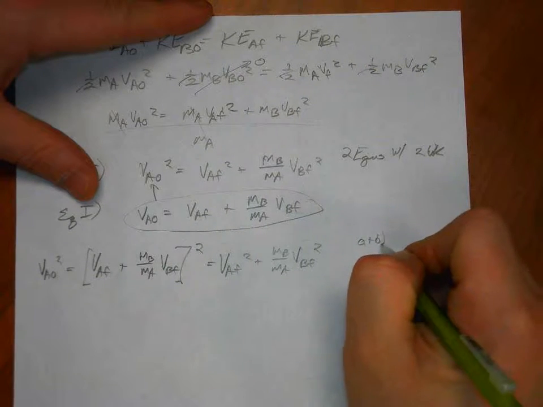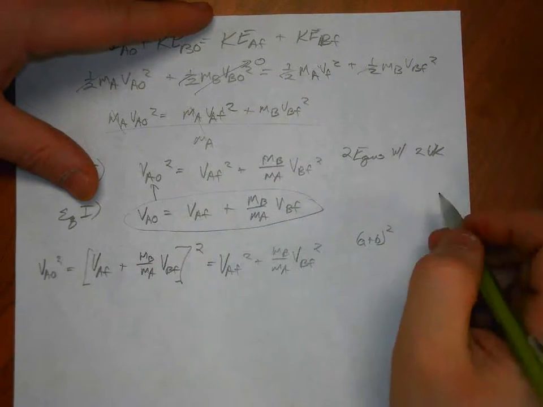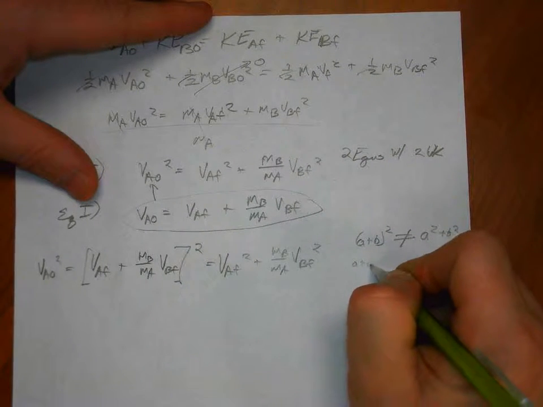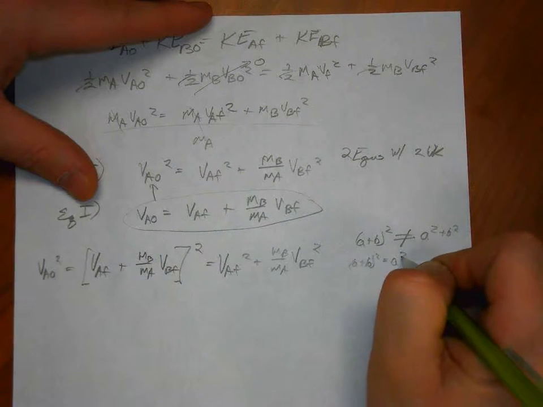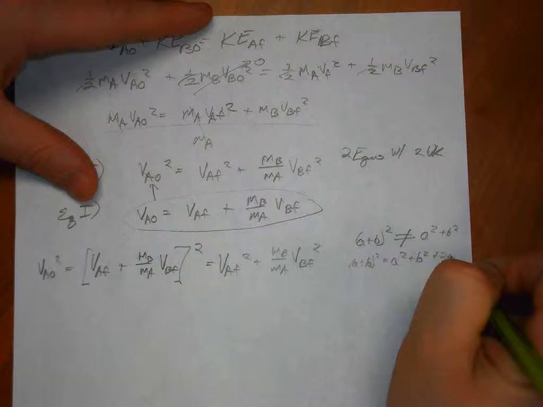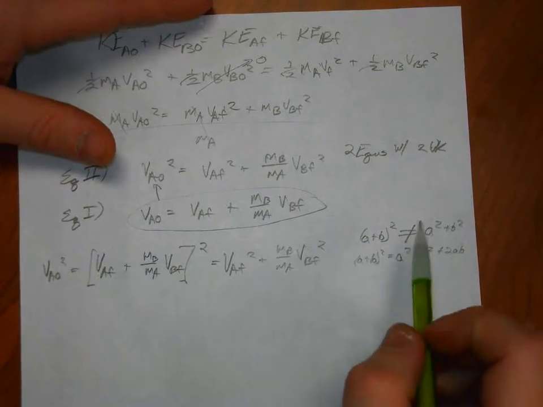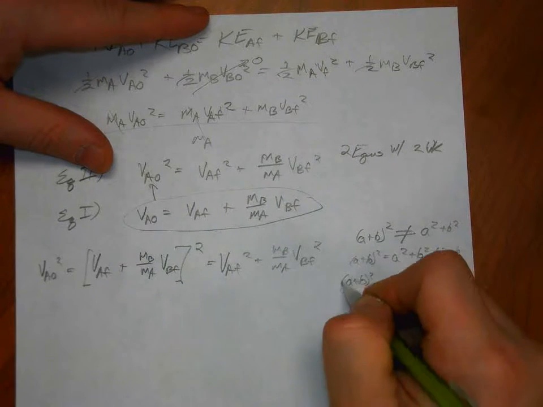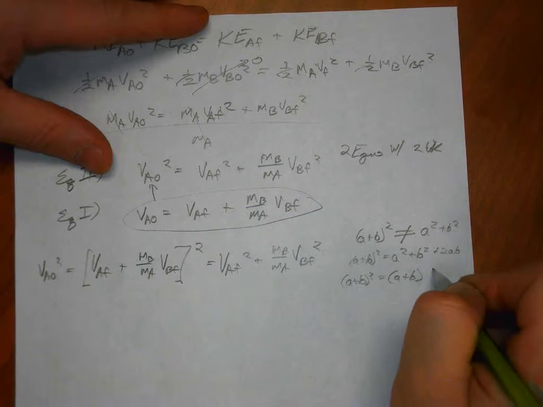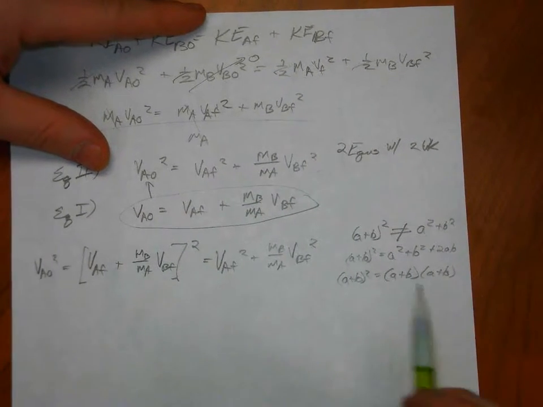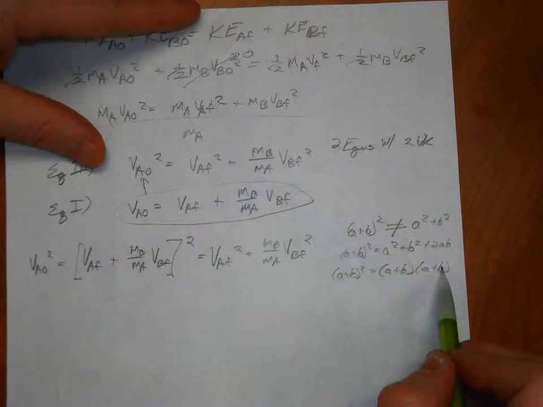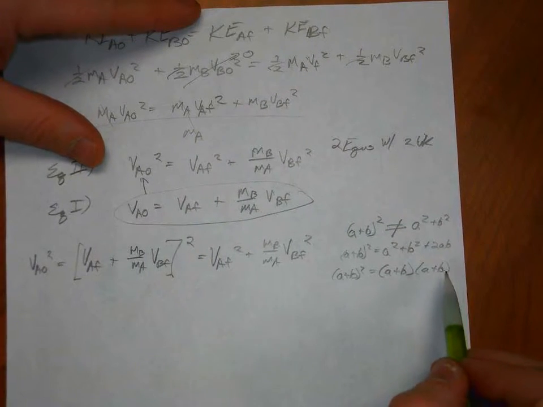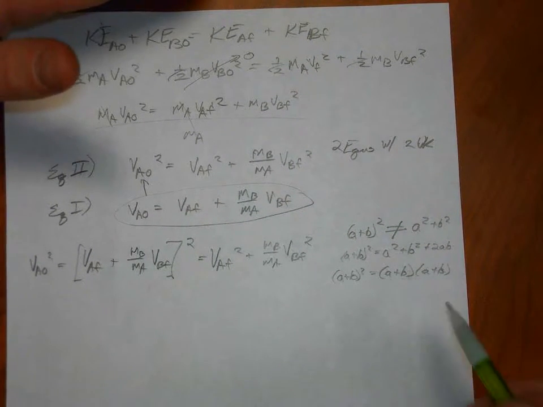A plus B squared. Well, first of all, it does not equal A squared plus B squared. A plus B squared equals A squared plus B squared plus 2AB. That's from the FOIL method, remember, because if you have A plus B squared equals A plus B times A plus B. So you end up with A times A is A squared, A times B, B times A, and then B times B, which is B squared. So you have A squared plus B squared, and then AB plus BA. Well, that's the same thing as saying 2AB.